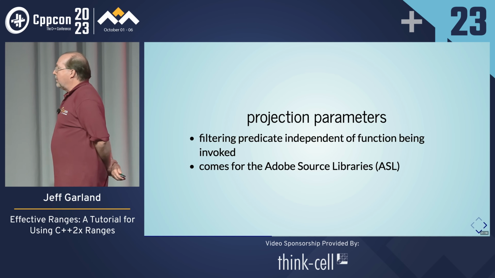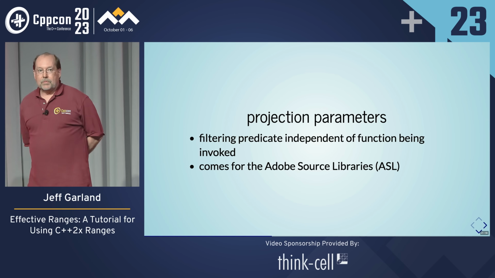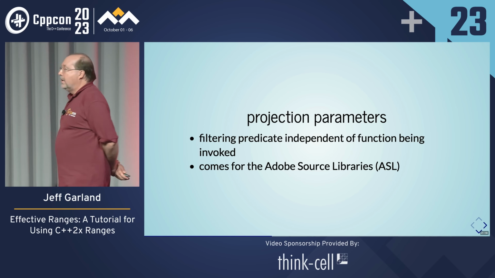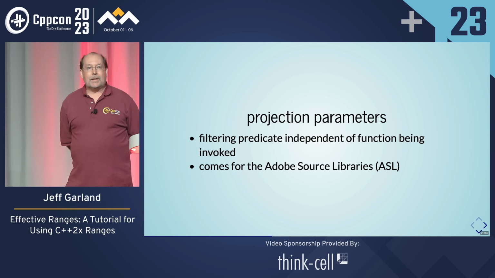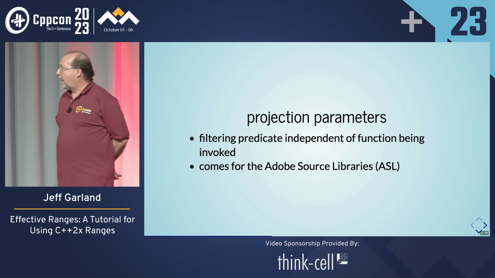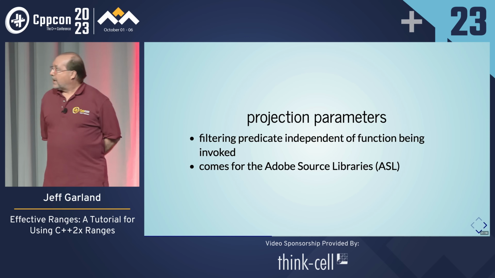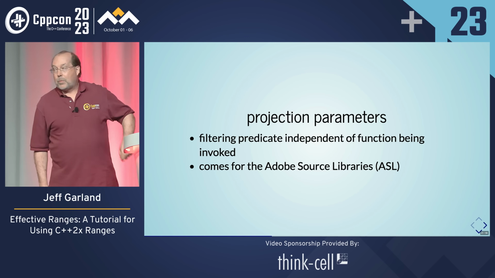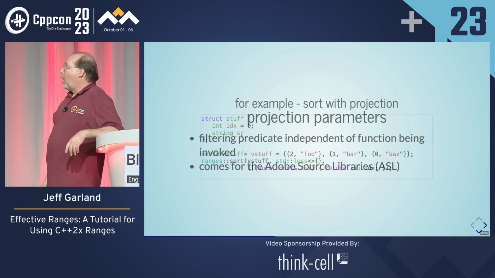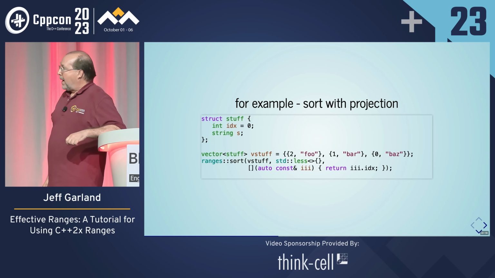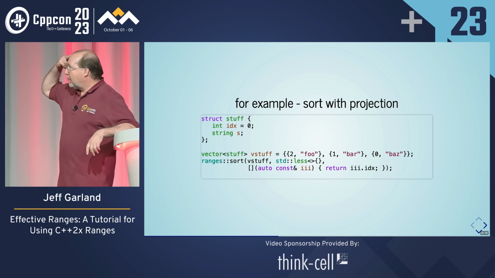This ability to project is something that comes from the Adobe source libraries, which is an STL-like extension or library from a long time ago. And basically, this allows you to get a predicate to something while your algorithm is executing. So here's an example of sort.